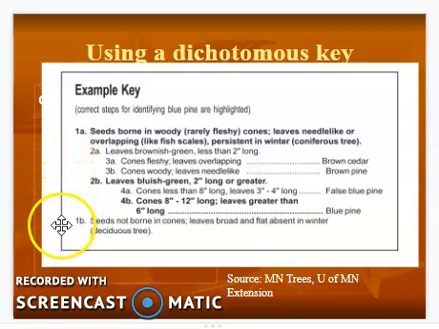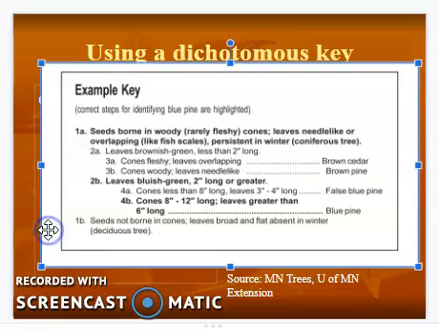Or your other option is 1B: seeds are not borne in cones, and the leaves are broad and flat and absent in winter. This is the first step of the key. Are we talking about a conifer or a deciduous tree? This gives you the first clue to split into those two categories.